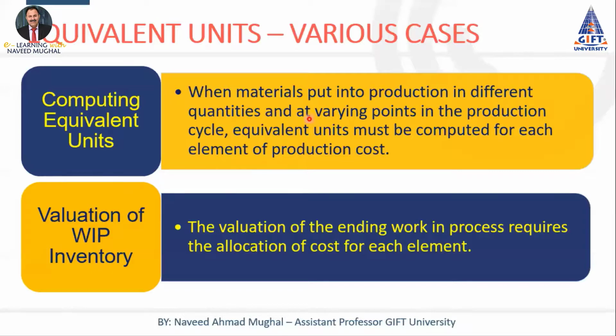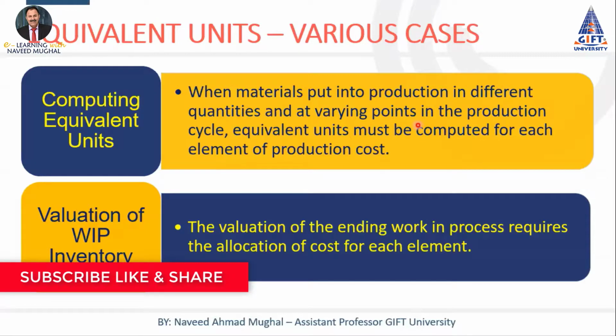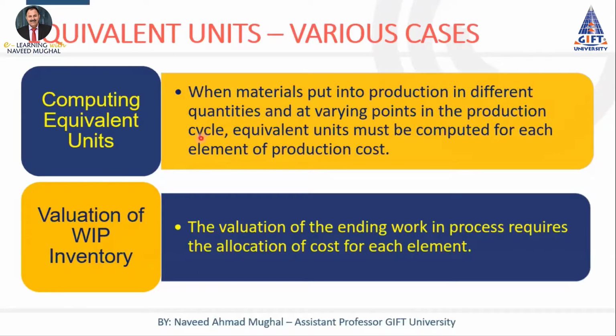When we have such a situation, we will have different stages of completion for every cost element. We will have a different stage of completion for materials, for conversion, for labor and factory overheads. So we will have a complete numerical illustration for the calculation of this, how we will calculate work in process inventory. The valuation of work in process inventory will require allocation of cost of each element. We will have work in process inventory costs showing the different cost elements.